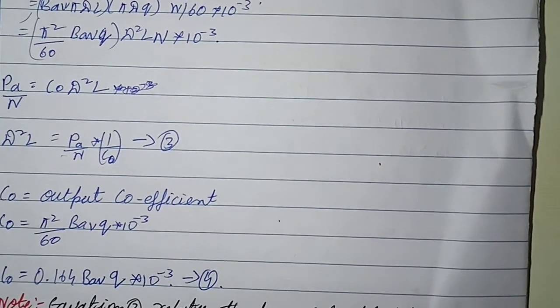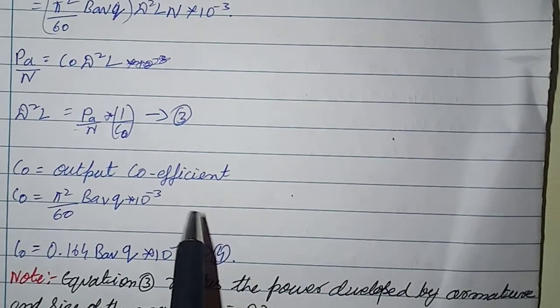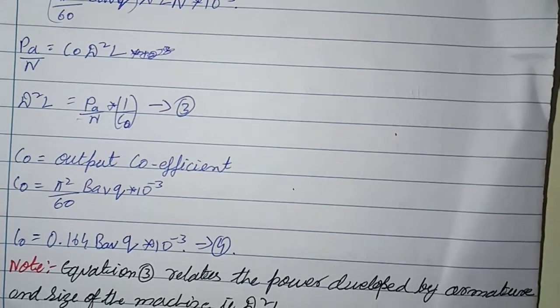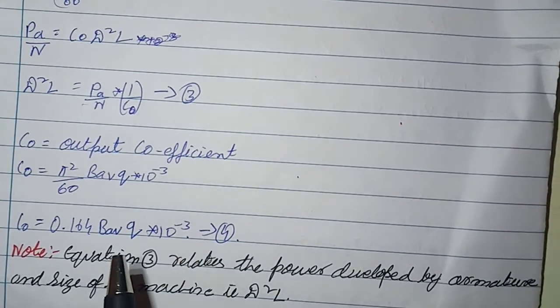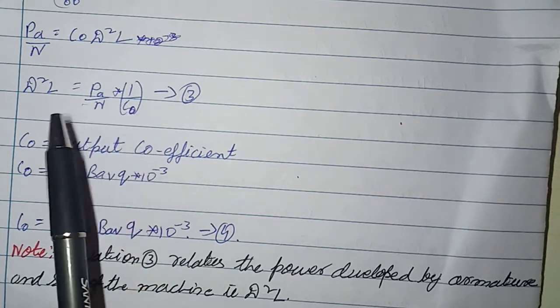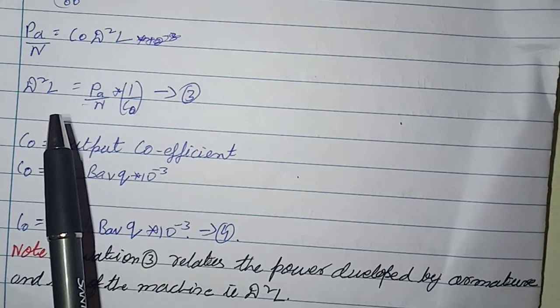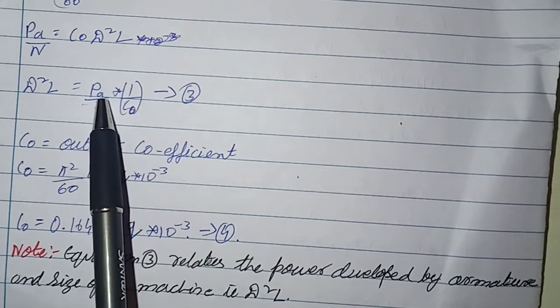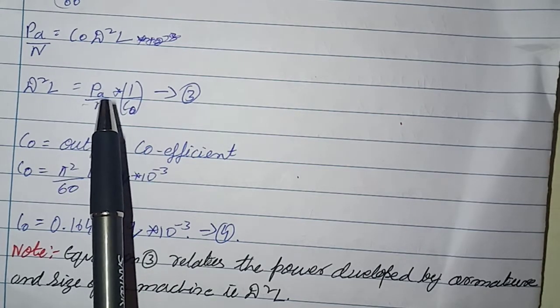Now we can see that equation 3, as I said earlier, relates the power developed by the armature and the size of the machine. So D square and L decide the size of the machine, and we have this output power.